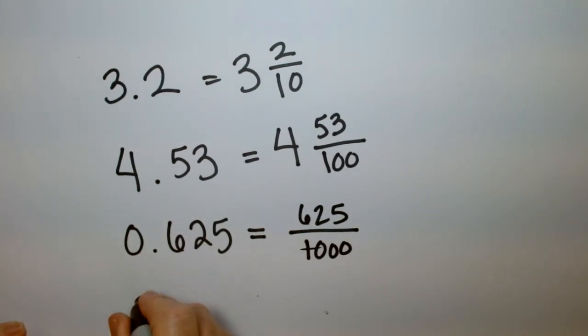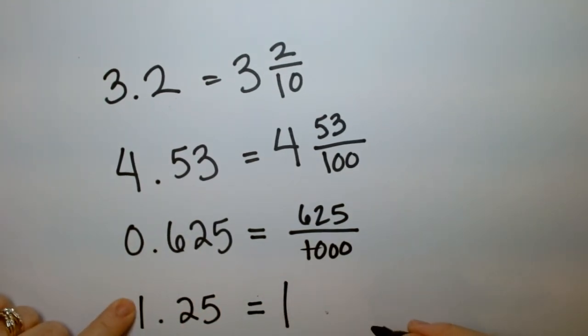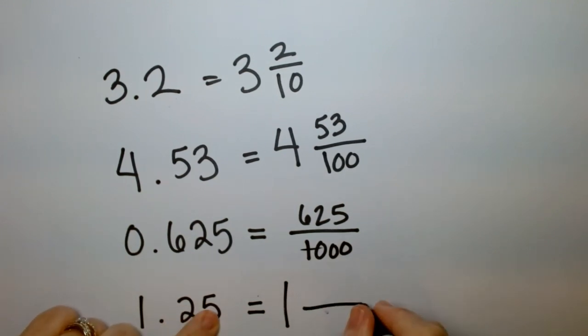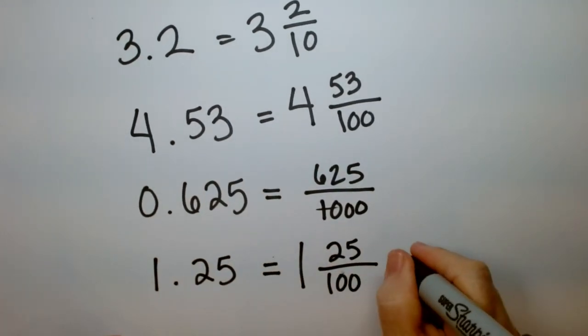Okay, let's do one more. What about this one? 1 1/4. 1.25. Okay, so here's the whole number. 1. How many digits? 2. So there's 1, 2 zeros on the bottom. And you just write the 25 on top. 1 and 25/100ths. Okay. Can we reduce this one?